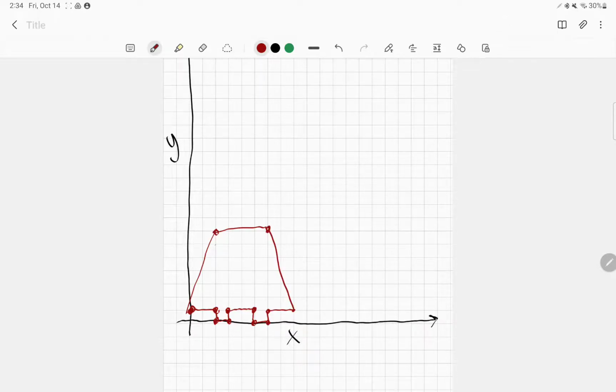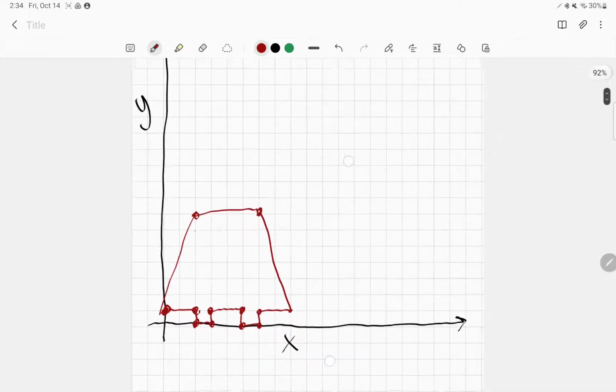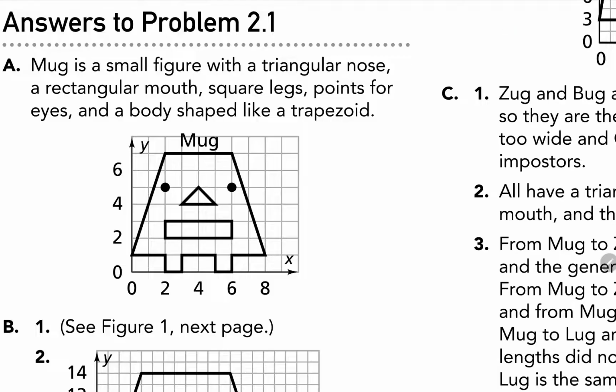So when you finish that up, it should look something like this. And next, we're going to go ahead and plot points N, O, P, Q, and R on your table. Pause the video and come back when you're finished with that. So once you're done, it should look something like this.